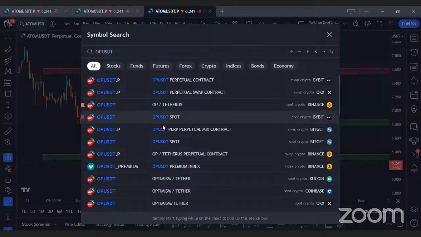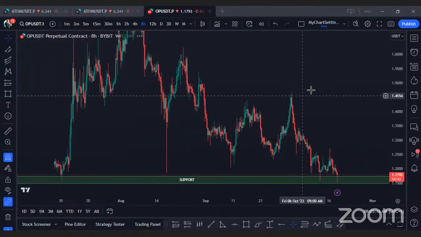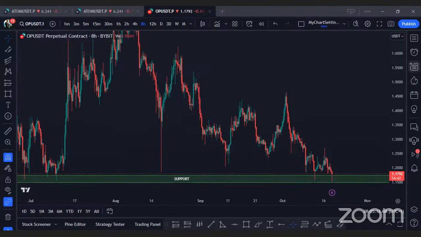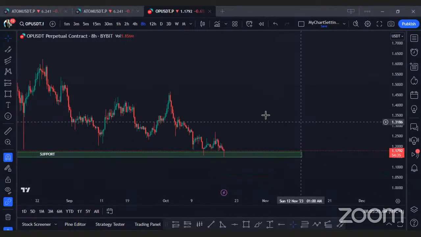So for Atom, wait for decisions. Anything above that $6.3 level could be a good area to start looking for long. But right now, don't do anything yet. Then look at OP too. OP is equally seated at that level there, guys. Look at that on the 8 hours time frame.